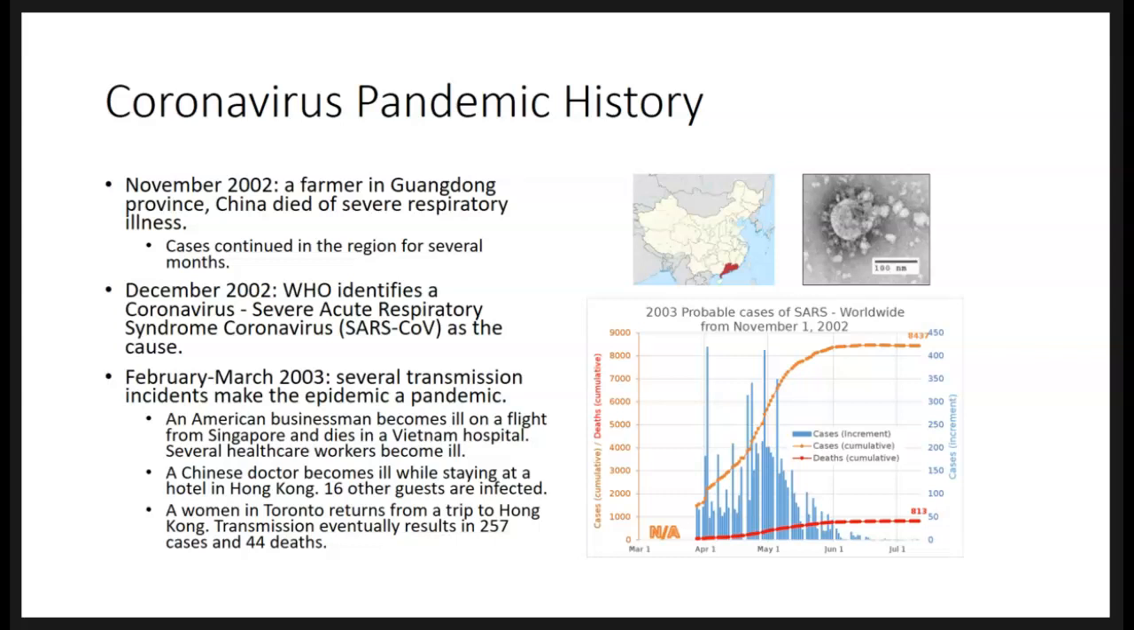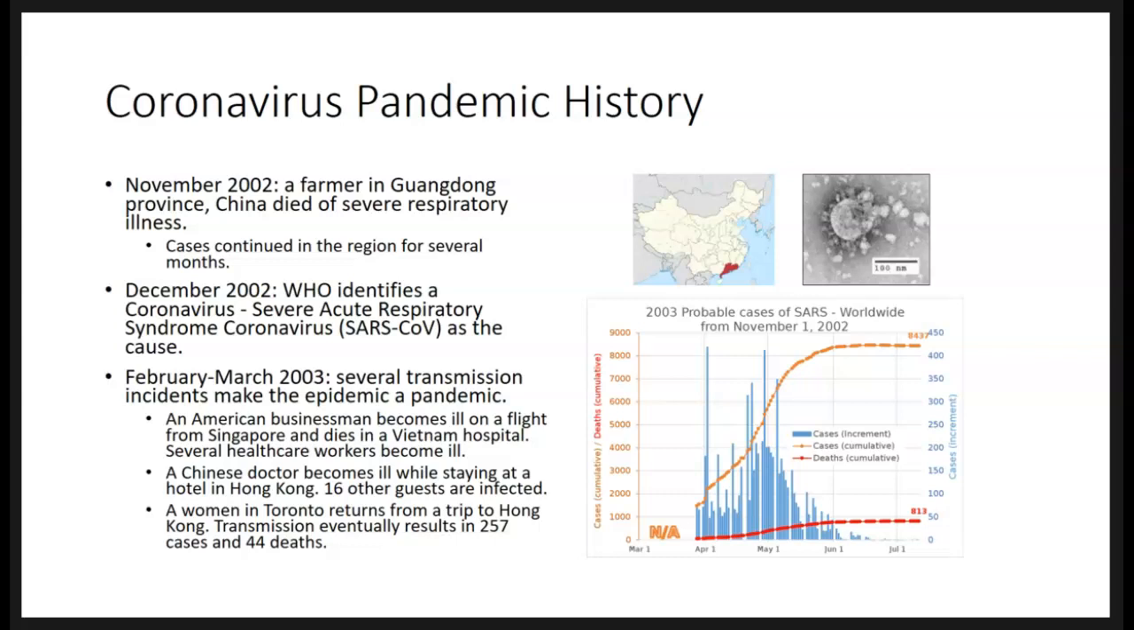SARS-CoV caused severe respiratory illness, so people would get really sick and had nearly a 10% fatality rate. This virus spread around the world in part because of a number of aspects of our modern society, where people traveled frequently by airplane from Southeast Asia, where the epidemic started, around the world. We had a number of cases of spreading the disease to hospital workers and other individuals around the world throughout the next several months.